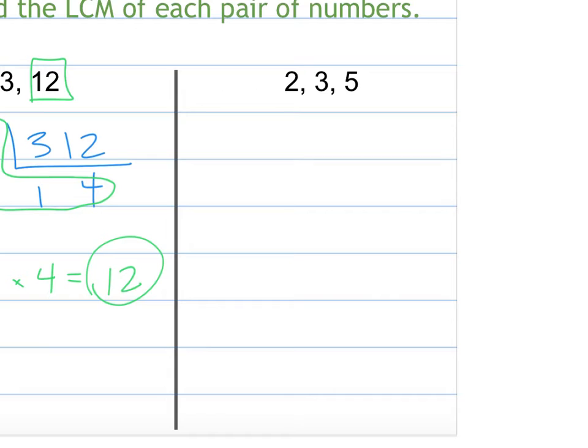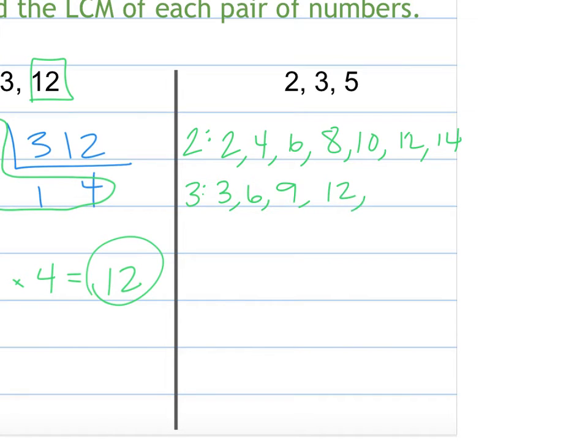Last one, 2, 3, and 5. I'm going to list out the multiples here. So for 2, well, 2 times 1 is 2, 2 times 2 is 4, 2 times 3 is 6. Okay, those are our multiples. I'm going to stop there. Okay, for 3, 6, 9, 12, 15, 18, 21. And then for 5, 10, 15, 20, 25, 30.